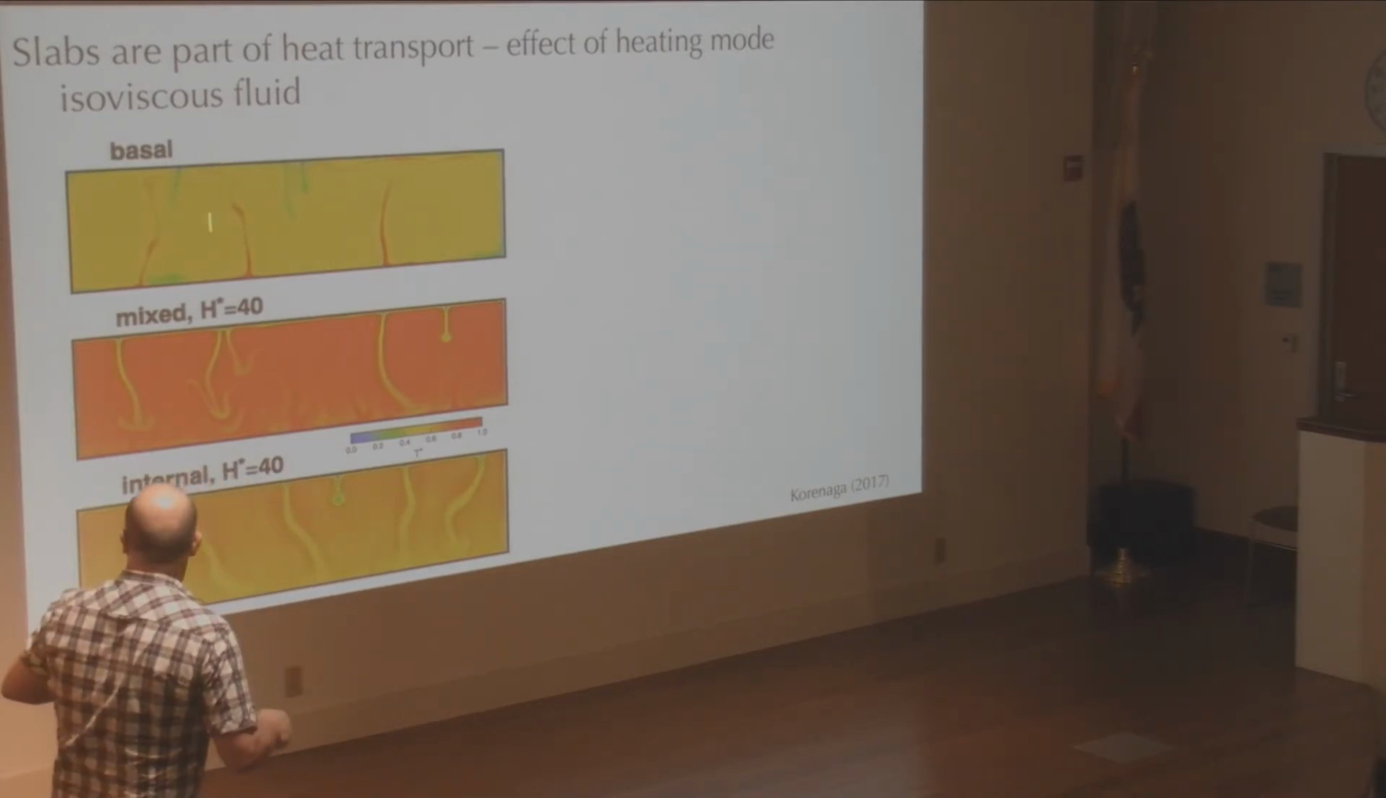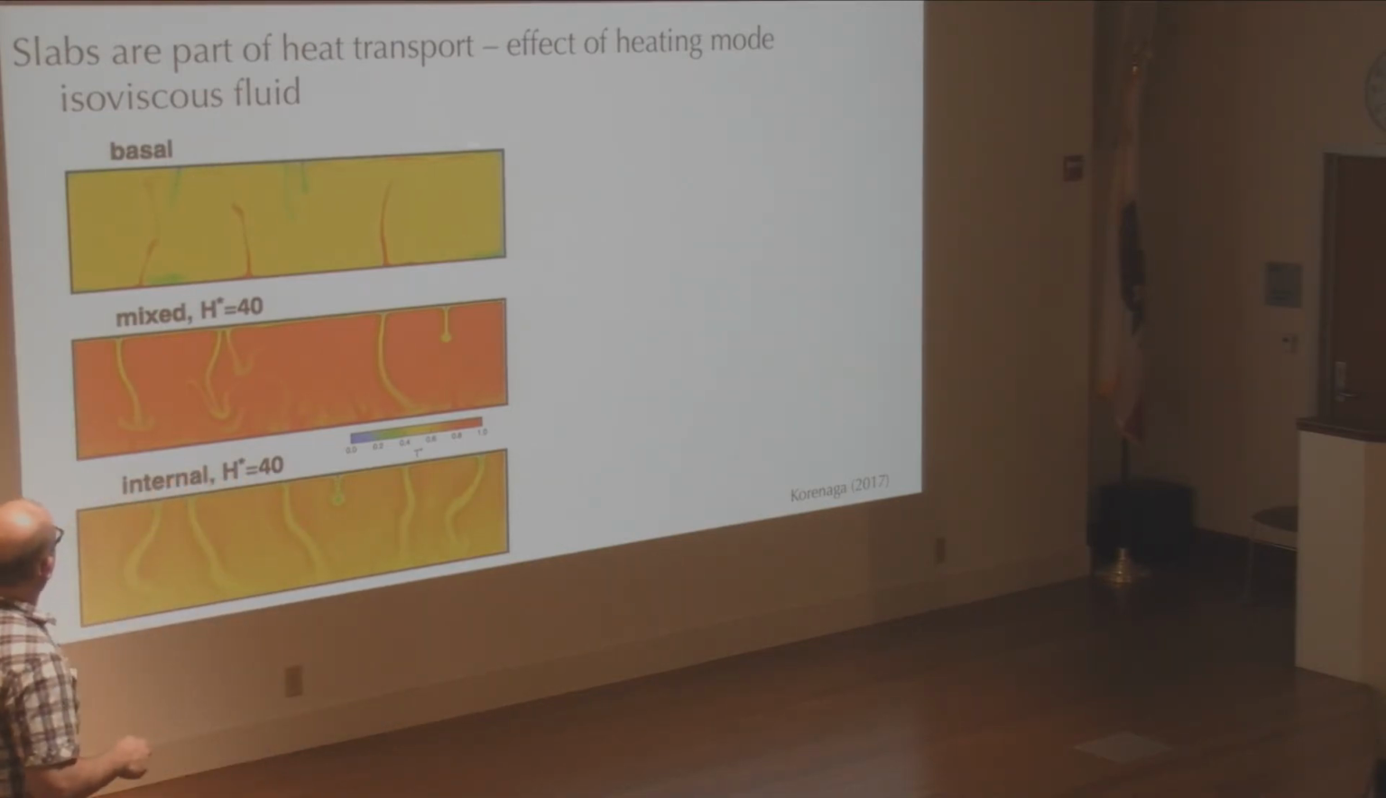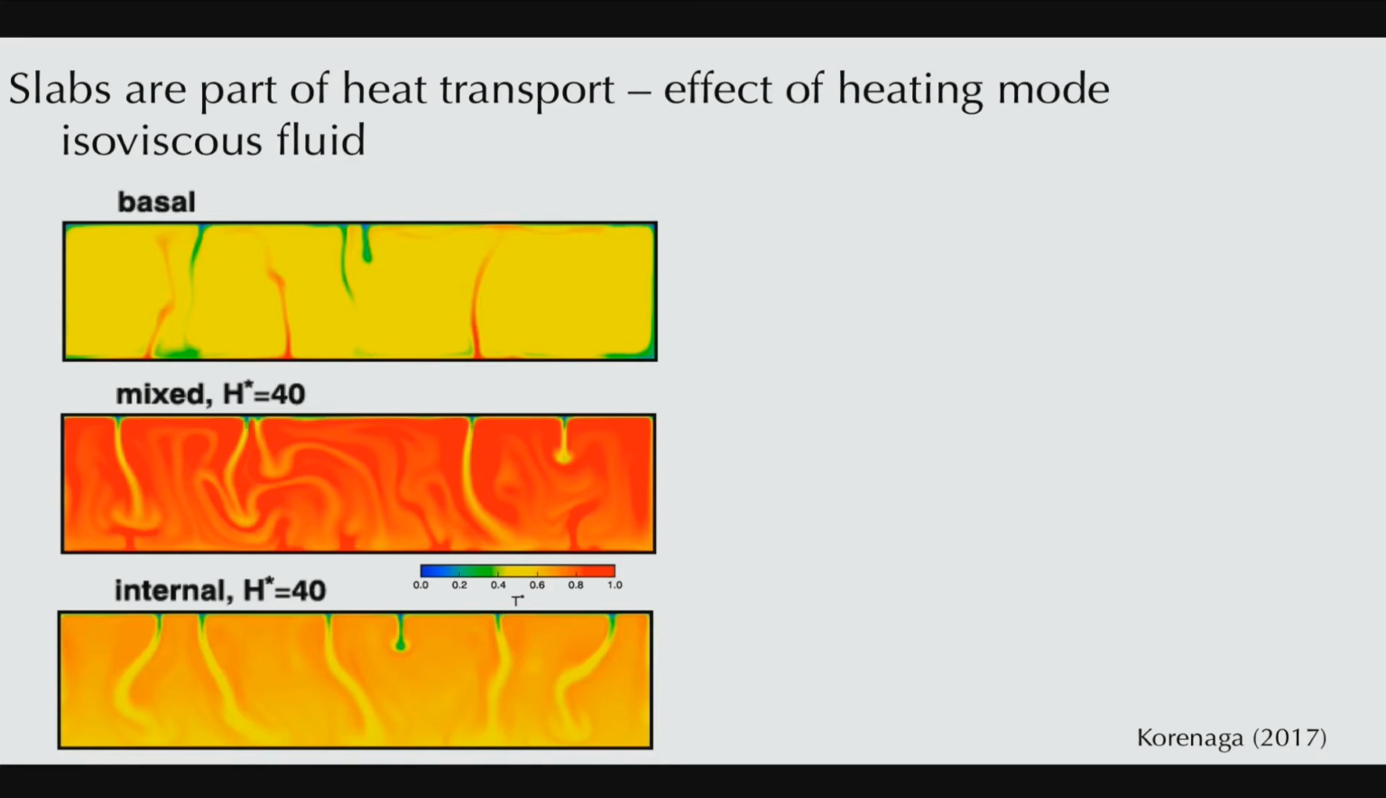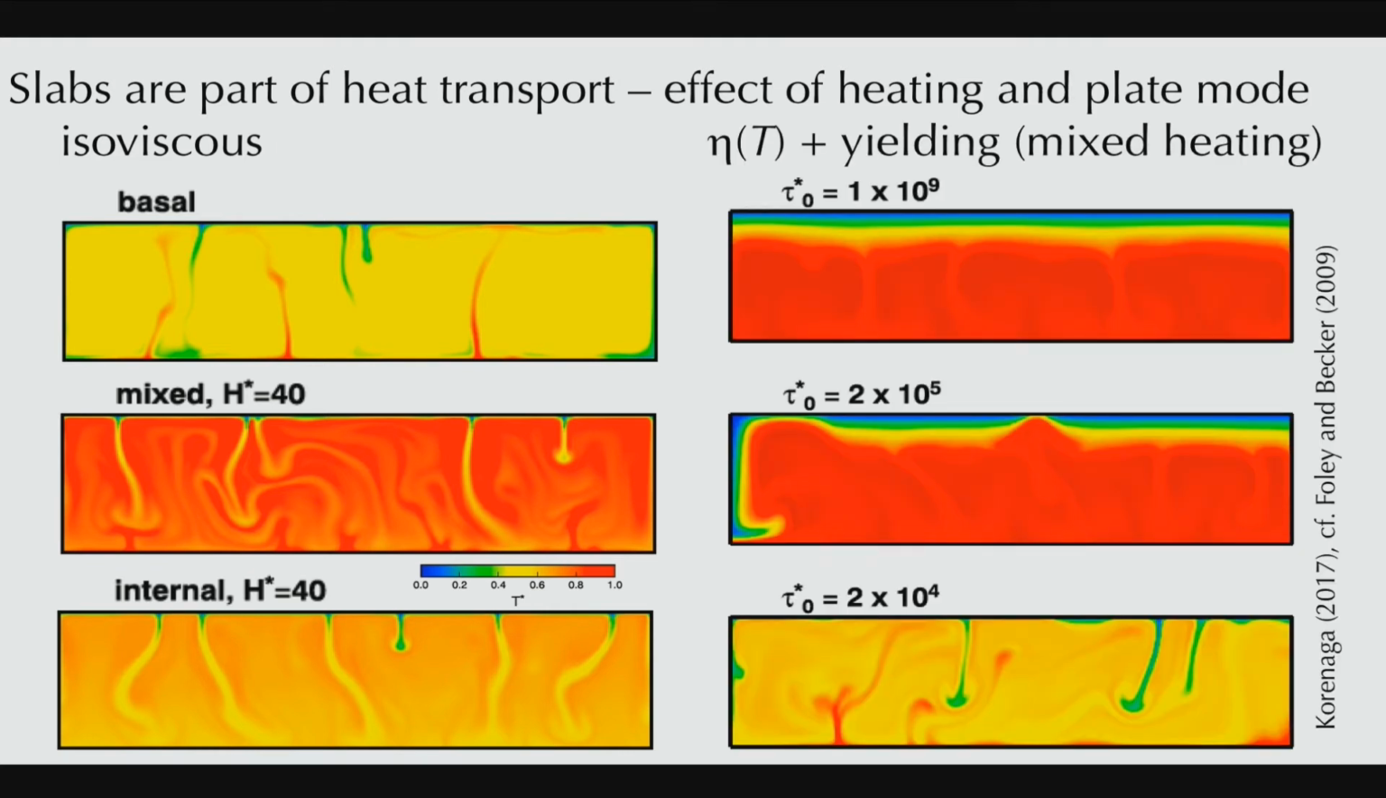And here are the extreme cases, purely basally heated, purely internally heated up there. If you're purely internally heated, you will only have cold downwellings. It turns out it's much easier to generate plate tectonics this way, and a lot of the plate generating models you'll see are basically formulated like that.